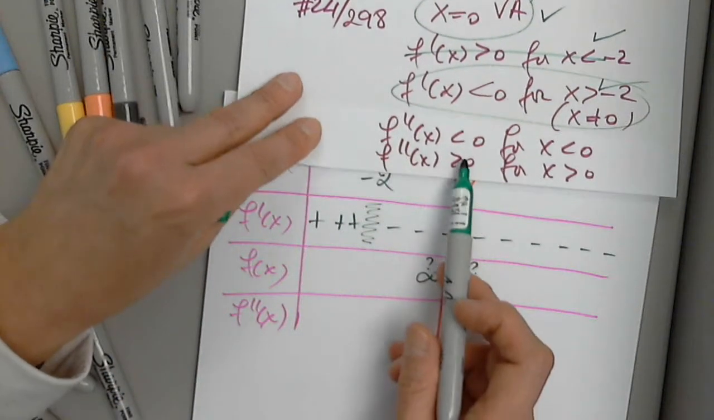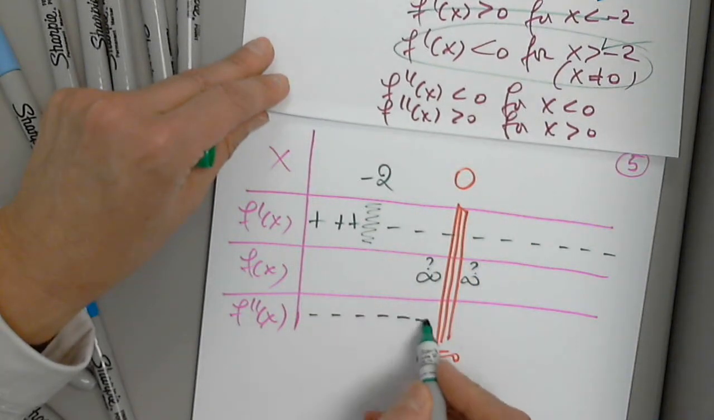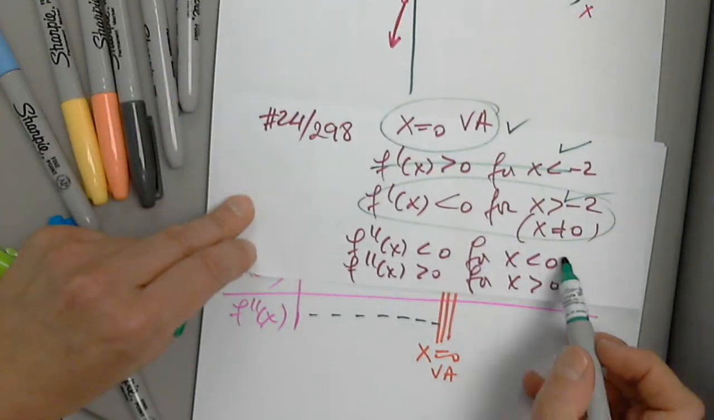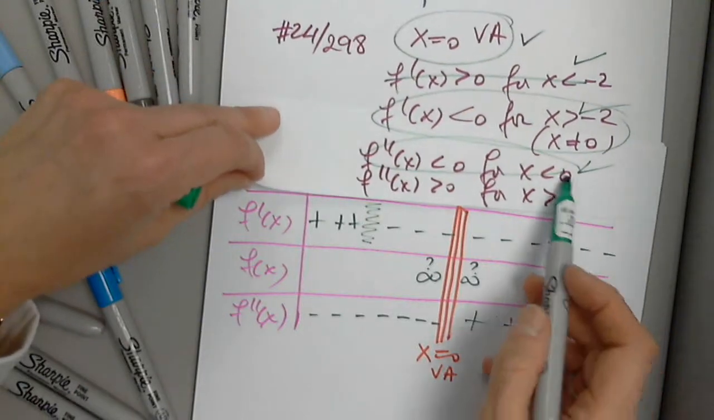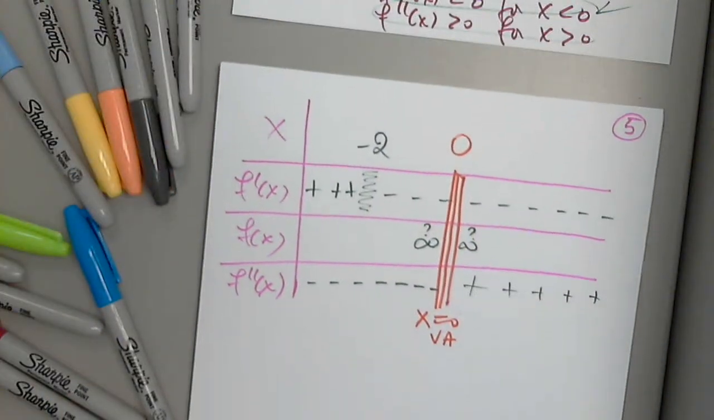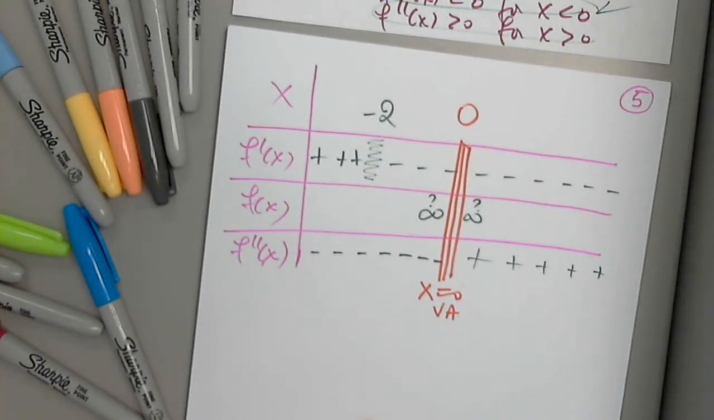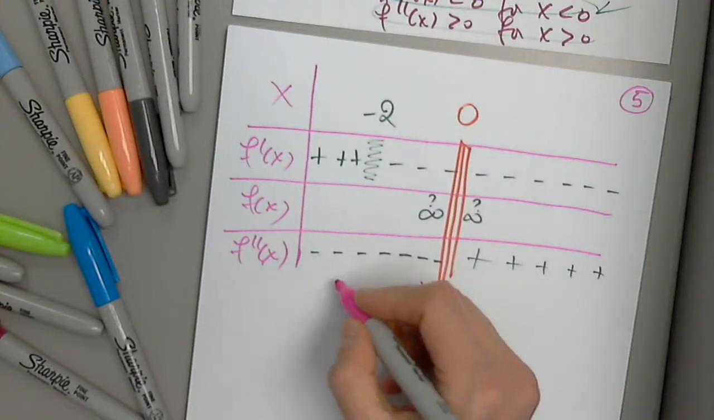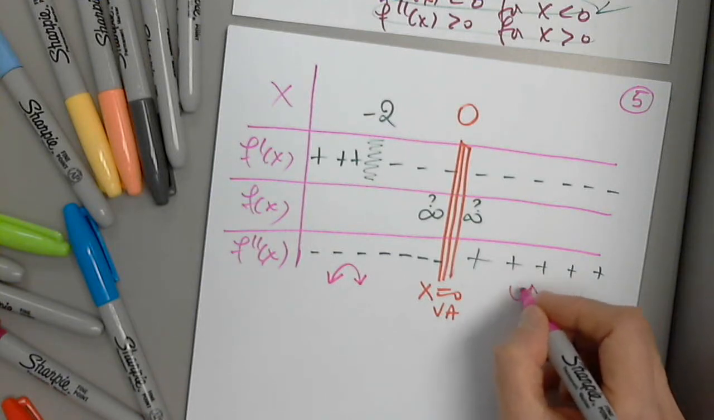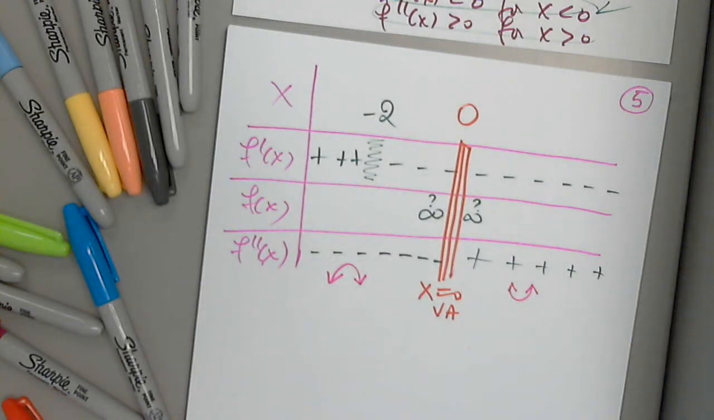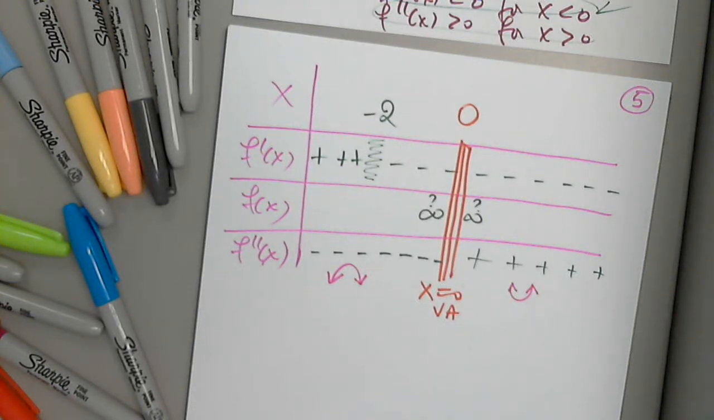The second derivative is less than 0 for x less than 0. This is done. And it's positive for x greater than 0. I took everything into account. I created this table. Now, what does this mean? It means that definitely the function must open downward to the left of 0. We also like to say it doesn't hold water. So it's concave up on the right-hand side of 0.